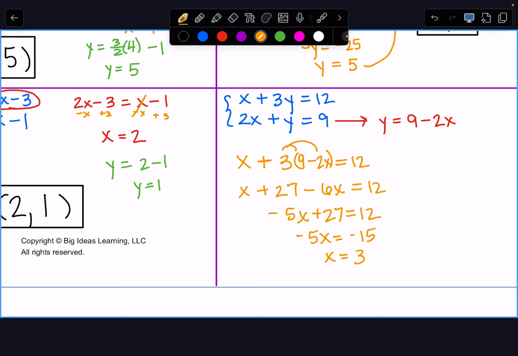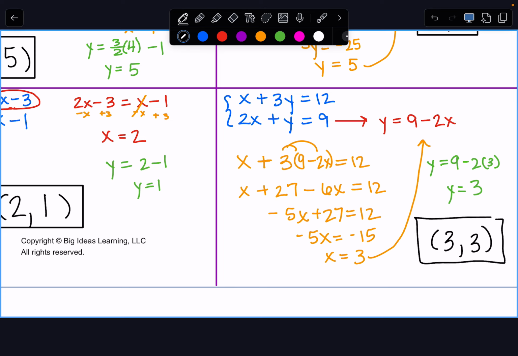And if x equals 3, I can come back up here to y equals 9 minus 2x to get that y is 9 minus 6, which is 3. Again, the beautiful thing is we can check: x plus 3y, 3 plus 3 times 3, does it equal 12? 2 times 3 plus 3, does it equal 9? So we got the right answer.